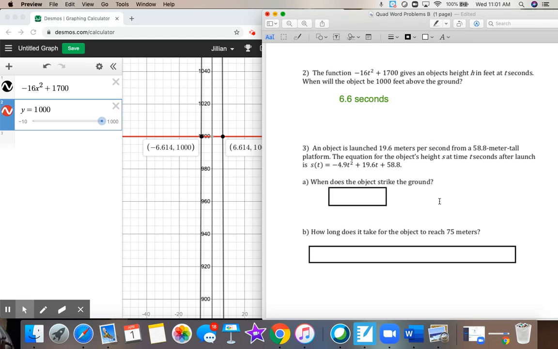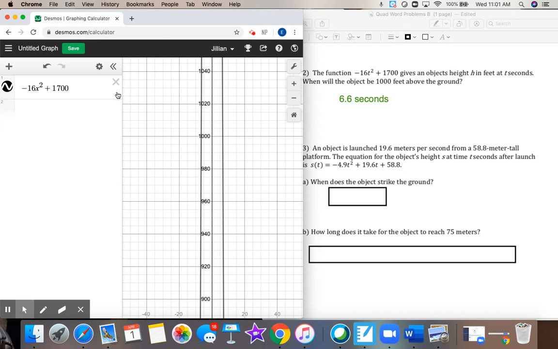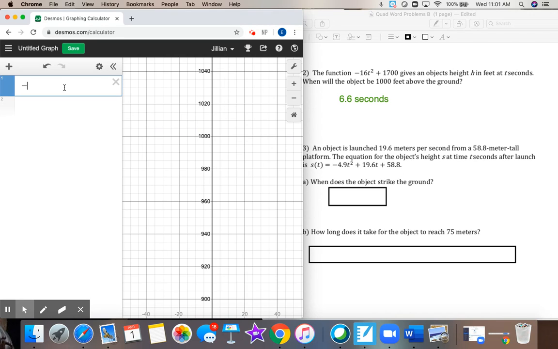Okay. Last question. An object is launched at 19.6 meters per second from a 58.8 meter tall platform. The equation for the object's height at t seconds after the launch is s of t equals negative 4.9 t squared plus 19.6 t plus 58.8. All right, so we're going to come over here, we're going to type that in, and we'll talk about what we're trying to find. So negative 4.9x squared plus 19.6x plus 58.8. We can't use t, so we have to use x.